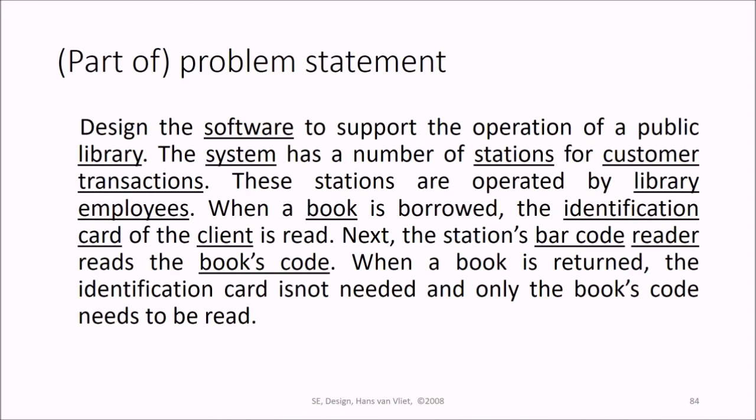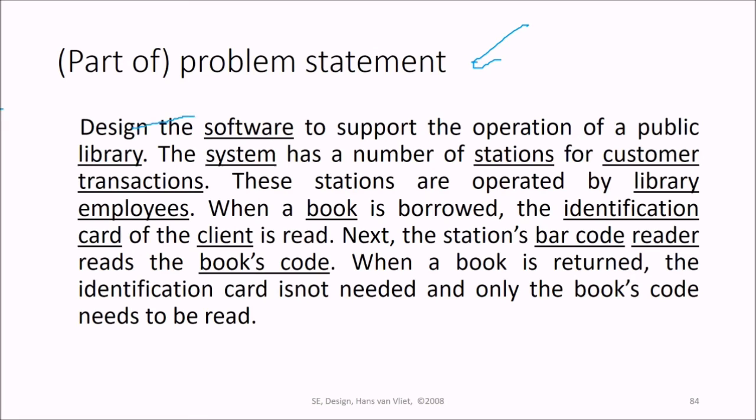So the problem statement is like this in object-oriented: how do we find the objects and relationships? Design the software to support the operations of a public library. The system has a number of stations for customer transactions. These stations are operated by library employees, and when a book is borrowed, the identification card of the client is read. Next, the station's barcode reader reads the book's code. When a book is returned, the identification card is not needed. Only the book's code needs to be read.